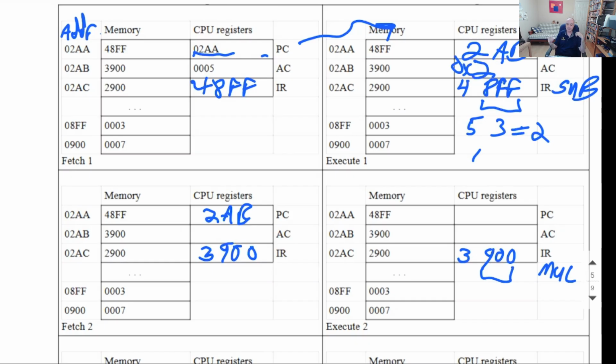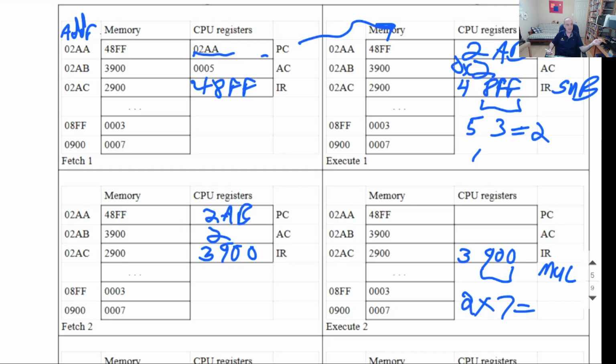And the one operand for the multiply is going to be 900. All right. So we've currently got hexadecimal 2 in the accumulator. So this is saying take 2 times whatever's in address 9, which is 7. And the result of that would be 14 in decimal.